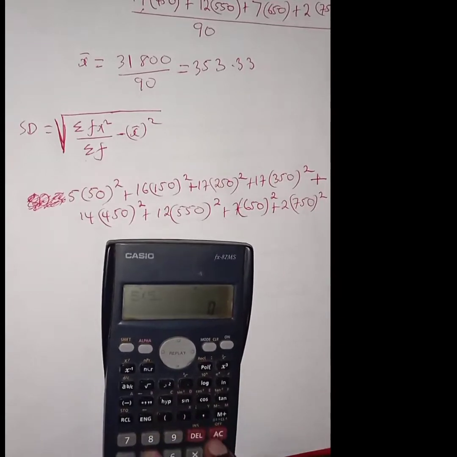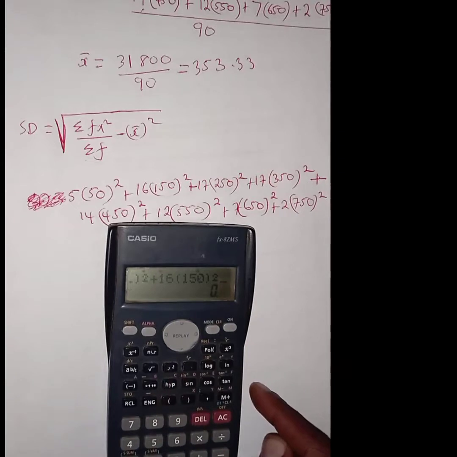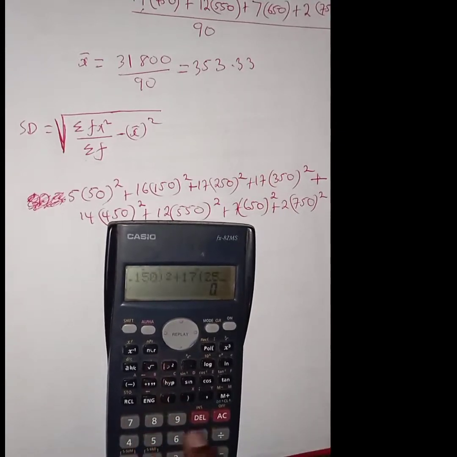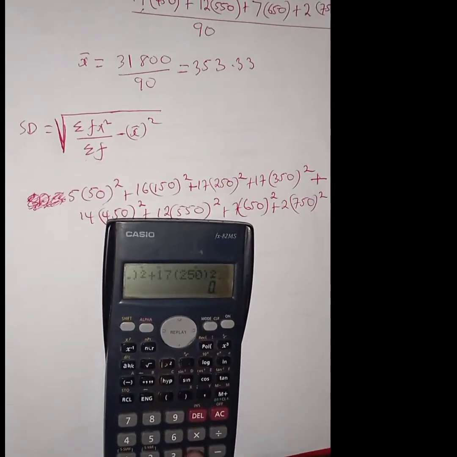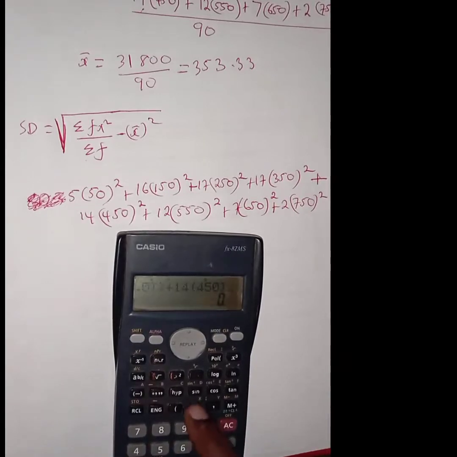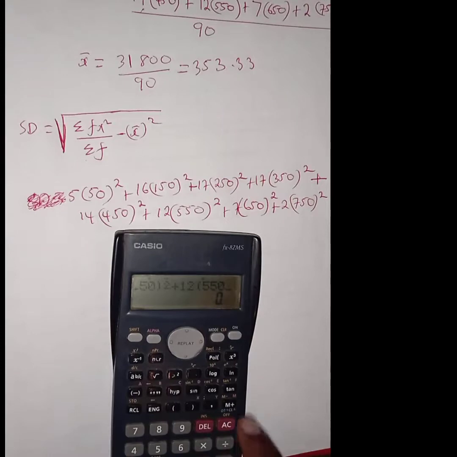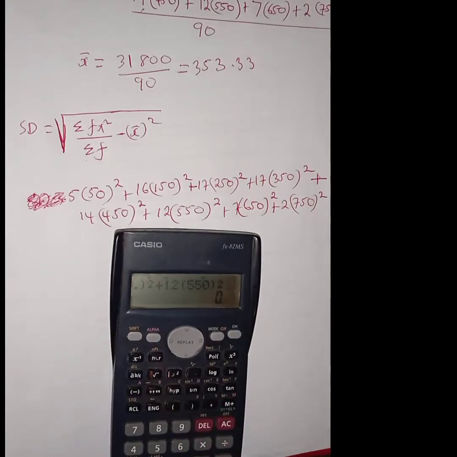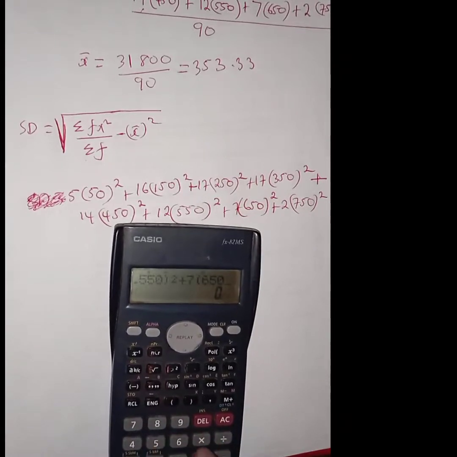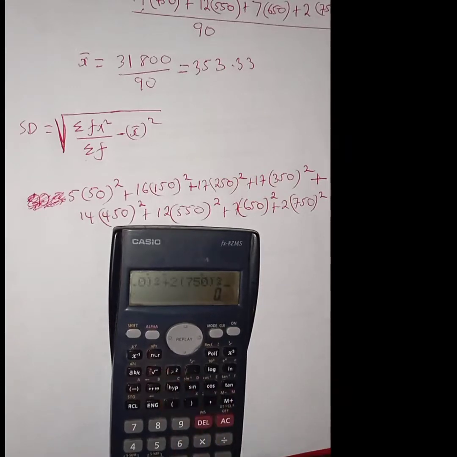So you have 5 in brackets 50 square, plus 16 open bracket 150 square, plus 17 open bracket 250 square, plus another 17 open bracket 350 square, plus 14 open bracket 450 close square, plus 12 open bracket 550 you close square, plus 7 open bracket 650 you close square, plus 2 open bracket 750 you close square, right?